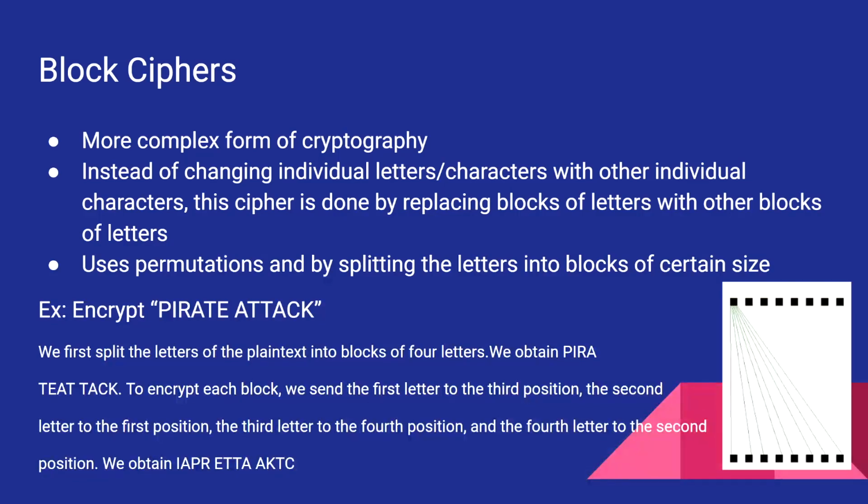For example, we want to encrypt pirate attack. We first split the letters of the plain text into blocks of 4 letters. We obtain PIRA, TEAT, TACK. Then to encrypt each block, we send the first letter to the 3rd position, the second letter to the 1st position, the 3rd position to the 4th position, and the 4th position to the 2nd position. And then we obtain IAPR, ETTA, and AKTC. The changing of the positions can be done differently depending on the key, but this was just one example of it.